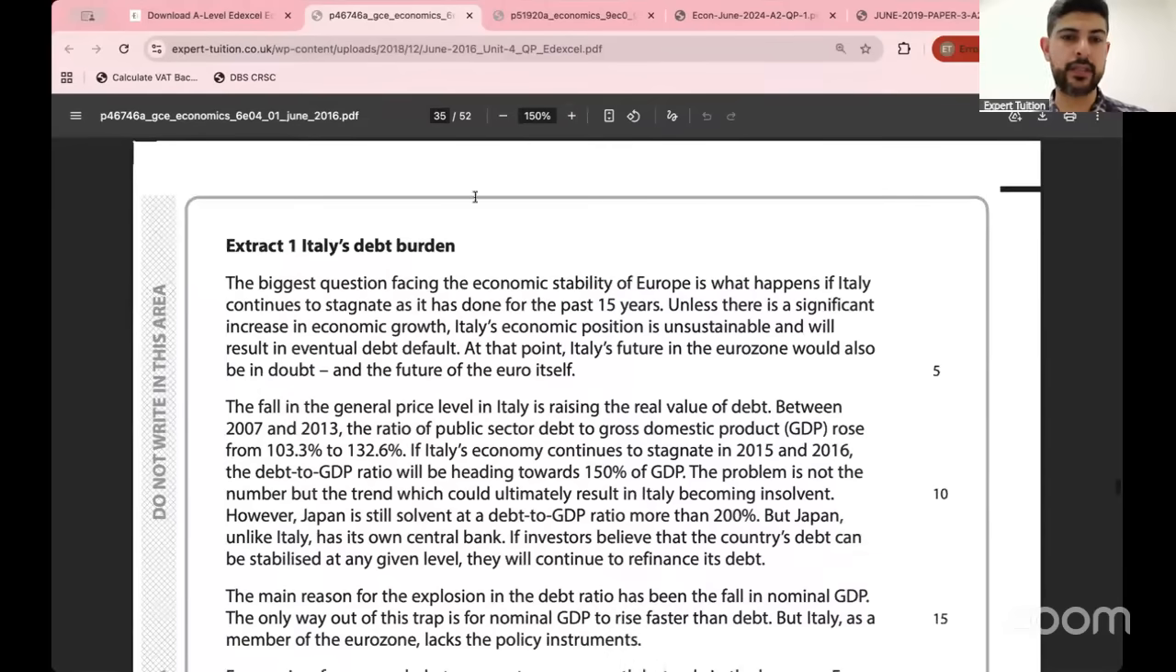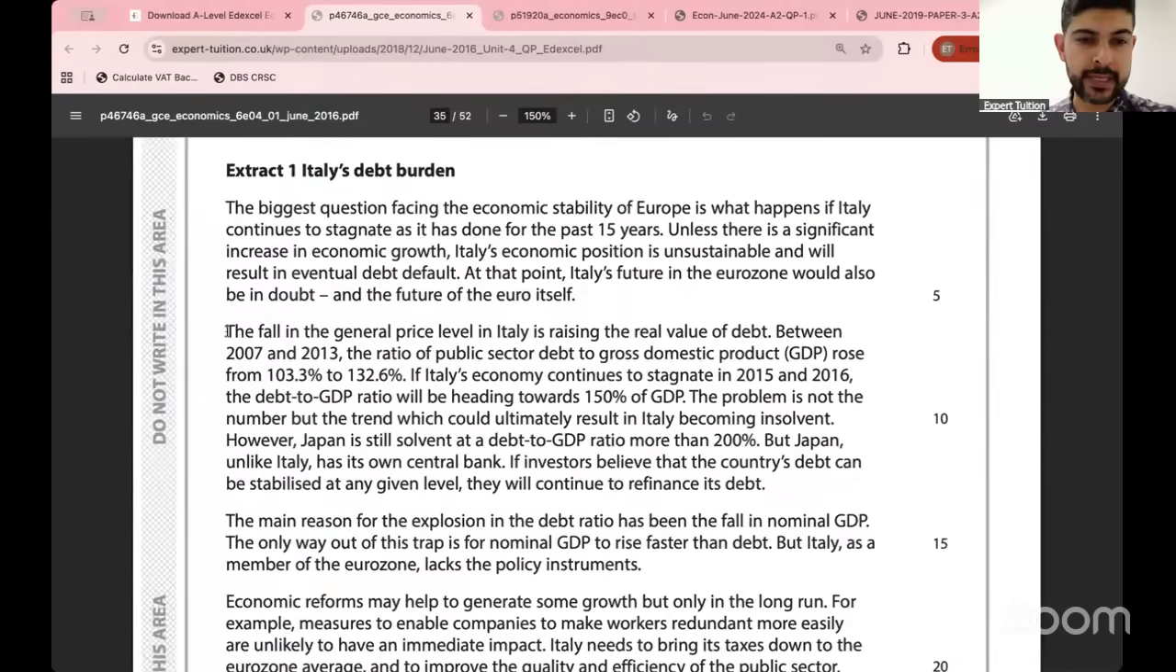So, just to be clear, this extract about Italy, here you go. It says this: the fall in the general price level in Italy is raising the real value of debt. That is the point we just made. And when they say the fall in the general price level, what is that? That's deflation. And where did I get my stat about the 100? There you go.